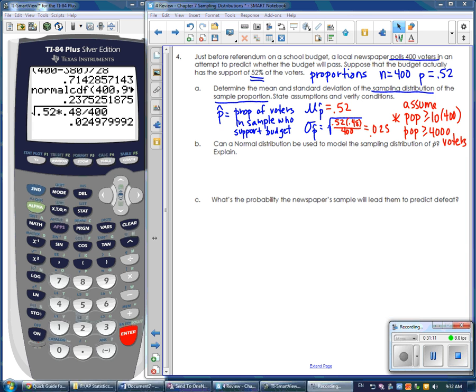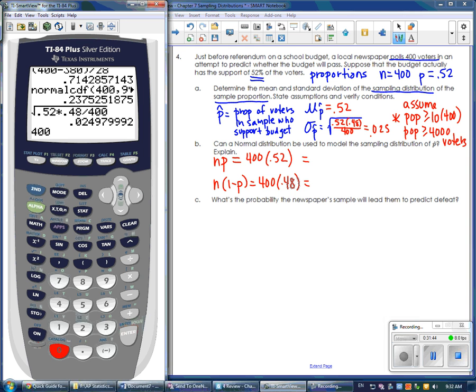All right, so in letter B, it asks, can a normal distribution be used to model the sampling distribution of p hat? So this is where we have our second set of conditions. And since we're dealing with a proportion, this is where you check your n times p and your n times 1 minus p. In this case, I know that n is 400 and p is 0.52. And if I'm doing it for my number of failures, I'd have 400 times 0.48. So 400 times 0.52.